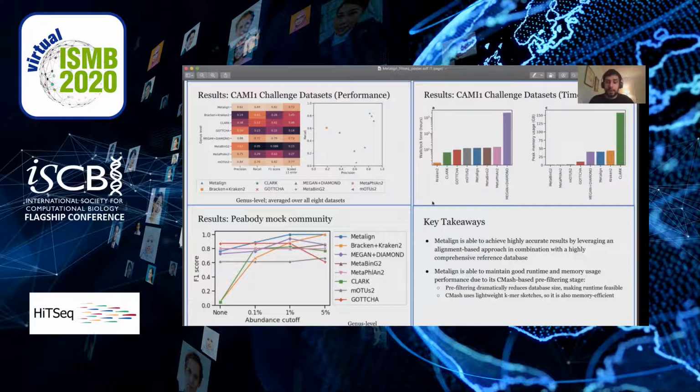So in these two very different settings, Metalign was the only method that performed well in accuracy and reasonable in runtime and memory on both of them. We're able to do this by leveraging an alignment-based approach in combination with a highly comprehensive reference database. The way we're able to stay efficient is by using this CMash-based pre-filtering, which dramatically reduces the database size and makes runtime feasible. And the way we're able to use a really comprehensive reference database without exploding in memory is because CMash uses some lightweight k-mer sketch data structures. So it's also memory efficient. Those are the key takeaways.